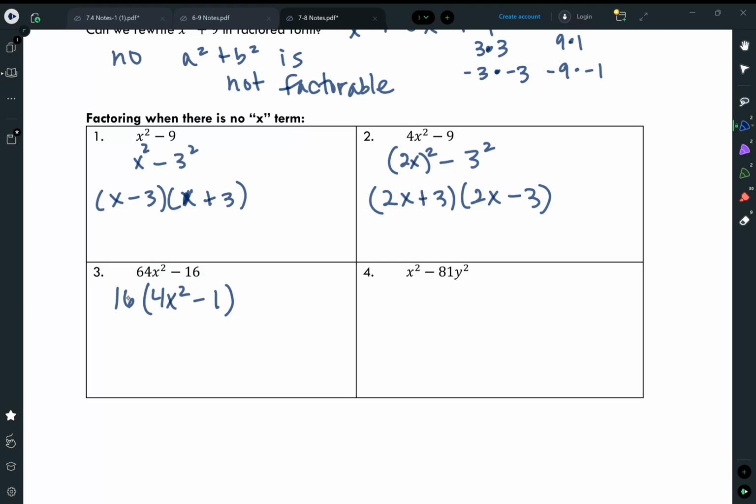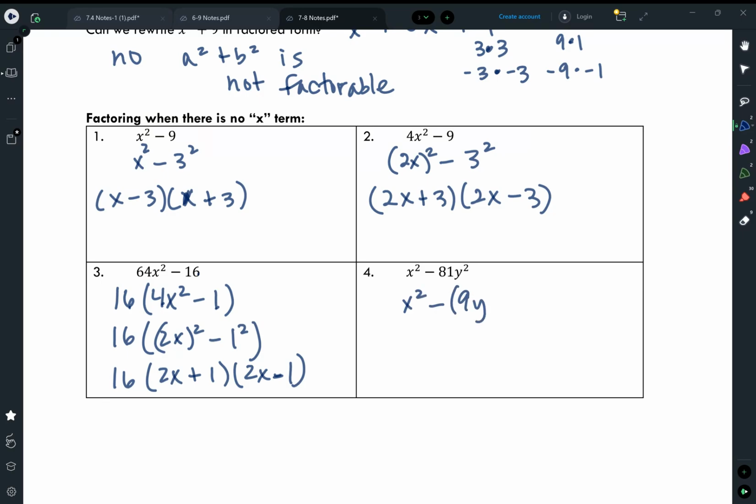64 divided by 16 is 4, 16 divided by 16 is 1, and then I can keep factoring because 4x squared is the quantity 2x squared minus 1 squared. So this is going to be 16 times 2x plus 1 times 2x minus 1. For my last problem, my x is being squared, and then 81y squared is really the quantity 9y squared. So I have x minus 9y times the quantity x plus 9y.